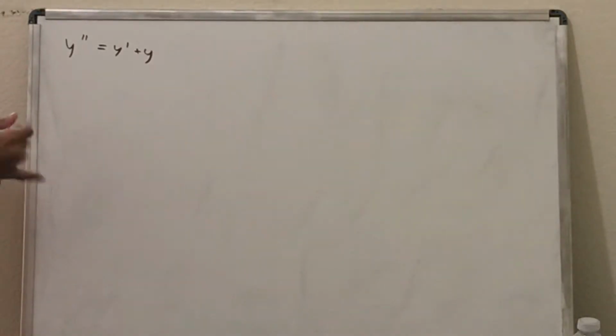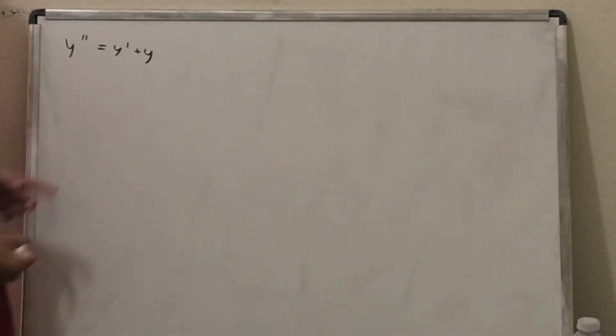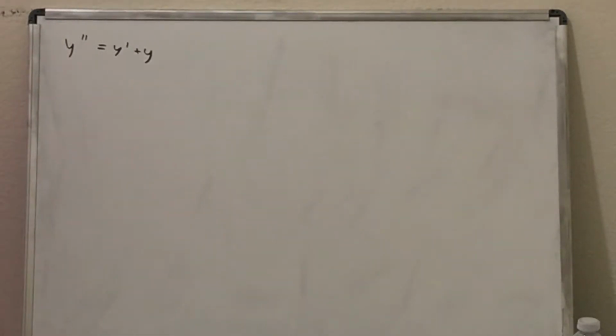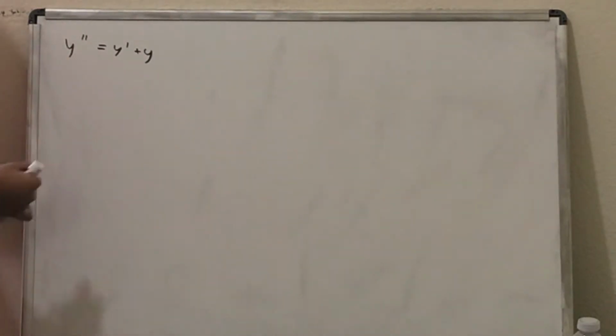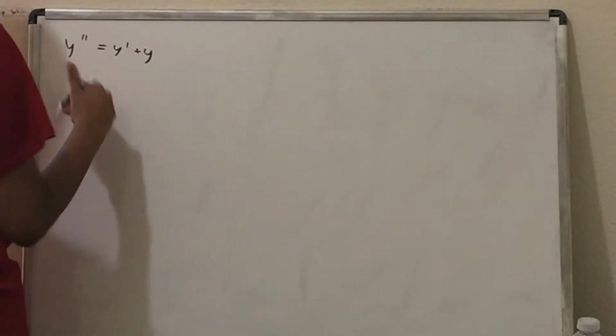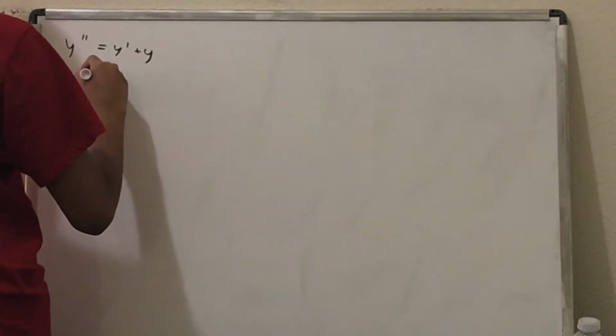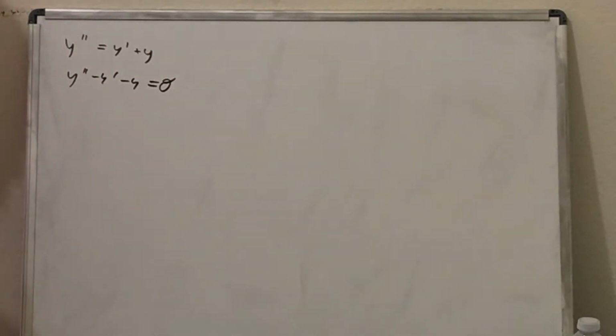Okay guys, today we're going to be solving this linear second order ODE, and I like to call it the Fibonacci differential equation because it has the same sort of form. y'' is equal to the sum of y' and y. So first thing we're going to do, we're going to subtract y' and y, and we're going to get the zero function on the right side.